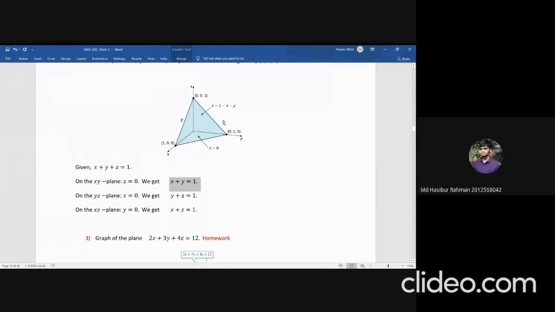Yes, miss. And this plane is the YZ plane, and on the YZ plane, x is 0. So if you set x equals 0, then you get y plus z equals 1. And this is a straight line on the YZ plane, which is going through these 2 points. All fair?